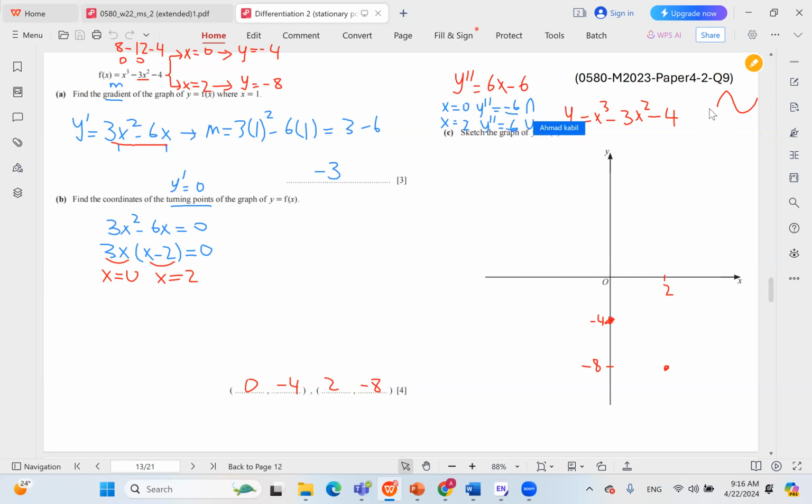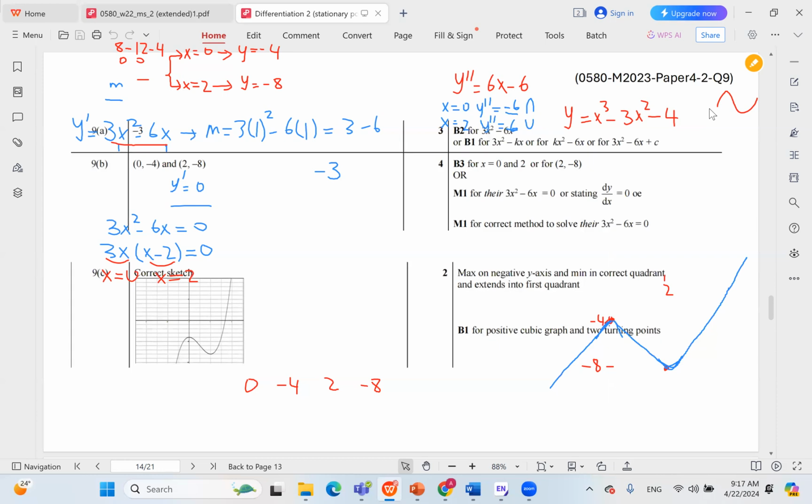So when x equals 0, we have a maximum, so it looks something like this. And at x equals 2, we have a minimum, so it looks something like this. Once you have these shapes here, it's very easy to draw the rest of the curve. You just extend this like this, and you join these together like this, and you can continue the curve upwards as such. So this is what the curve is going to look like.